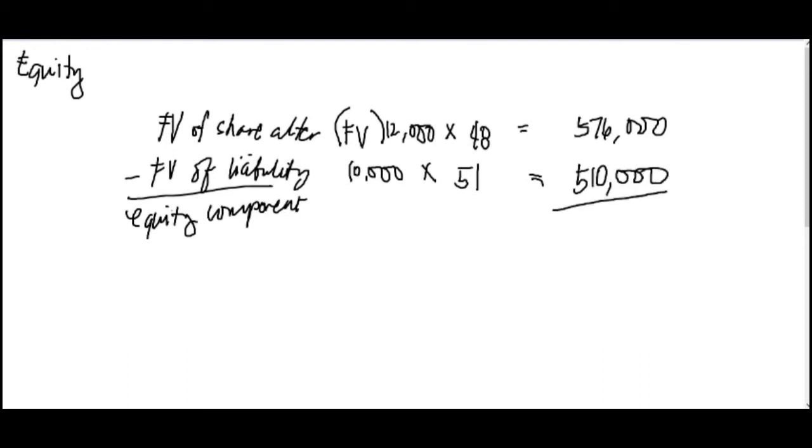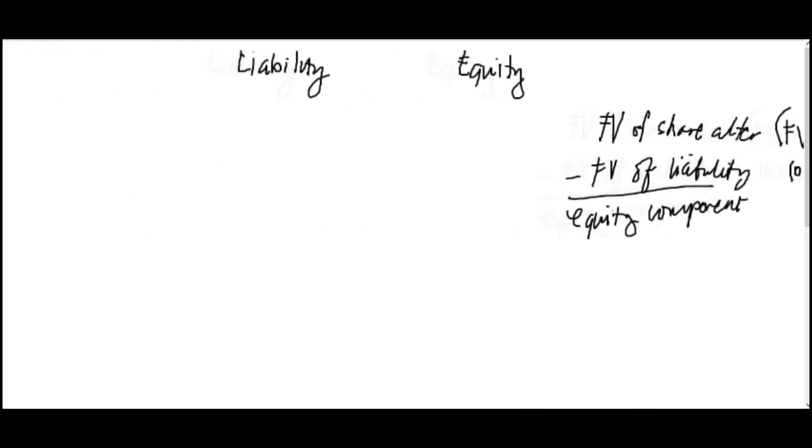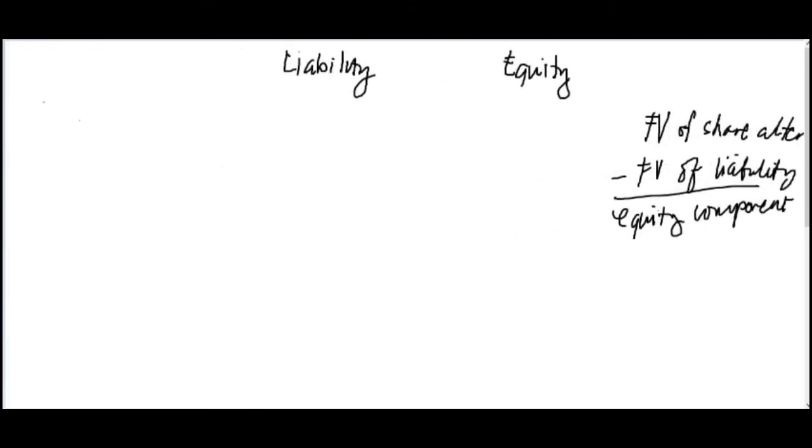Minsan, you just have to follow what the problem says. Okay? Then, deduct ka lang. 576 minus 510, you have 66,000. Ito yung buong equity component mo. Okay? So, let's proceed now with per year.